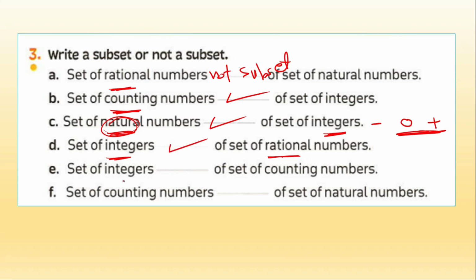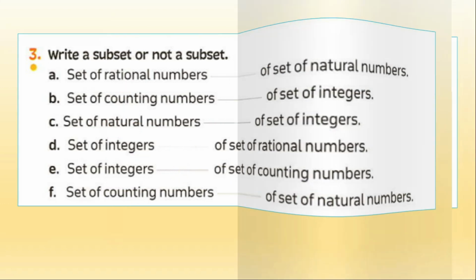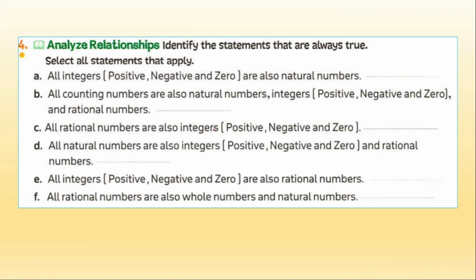Okay. Set of integers and set of counting. هل ال integers inside counting؟ لا العكس، يبقى هنا هنقول not subset. Set of counting and set of natural. هل ال counting inside الناتشرال؟ طبعا ال counting اللي هم البوزيتيف لما بنضيف ليهم الزيرو بيبقوا كلهم جوه الناتشرال، يعني subset. اوكي. Analyze relationships. Identify the statements that are always true. Select all statements that apply.